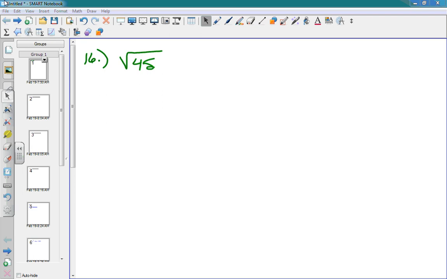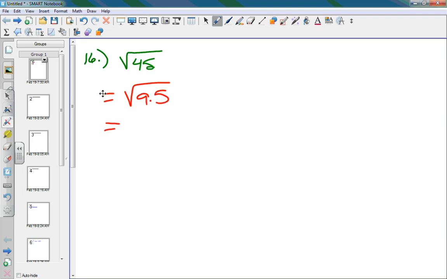If I'm taking the square root of 45, can you please give me two numbers multiplied together to give you 45? 9 and 5. Why is 9 and 5 the better choice rather than 15 and 3? Because 9 is a perfect square, whereas 15 is not, and neither is 3. Do we understand that? So if we choose 9 and 5, that's going to be our best bet.